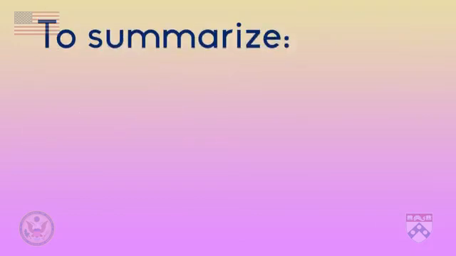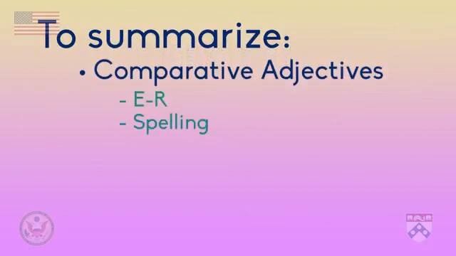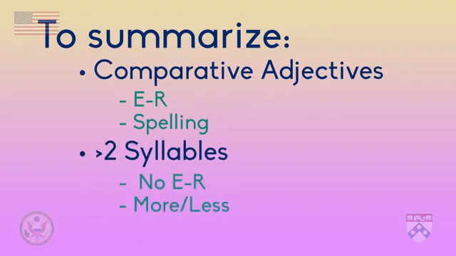To summarize, comparative adjectives describe the differences between nouns, and they're formed by adding the letters ER to the end of an adjective. Remember, you may need to change the spelling. Adjectives with more than two syllables don't get the letters ER added to the end. Instead, include the word more or less before the adjective. Finally, add the word than if you're going to talk about both nouns in the same sentence.